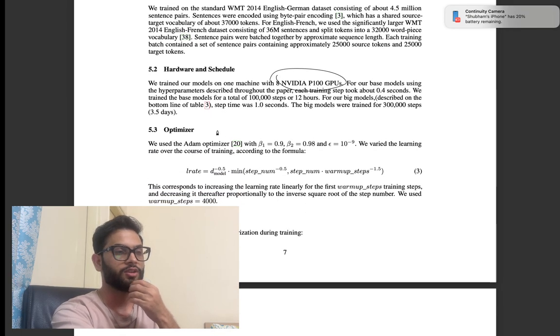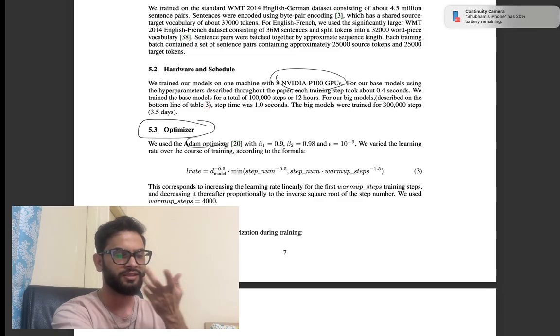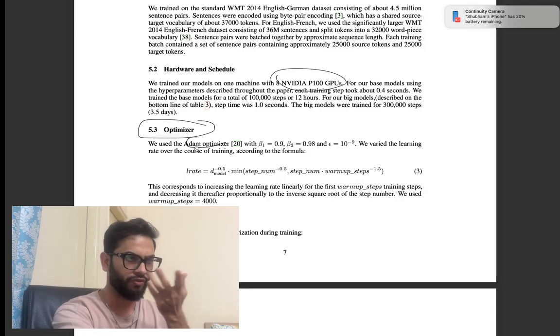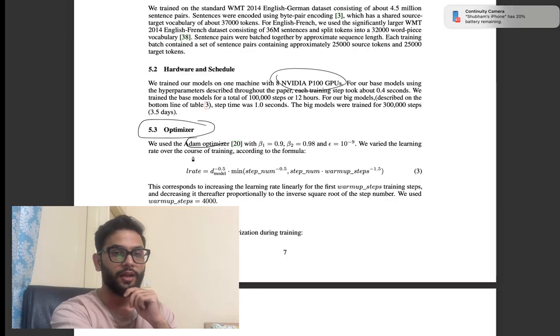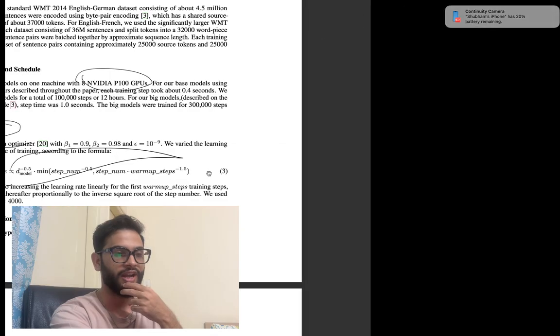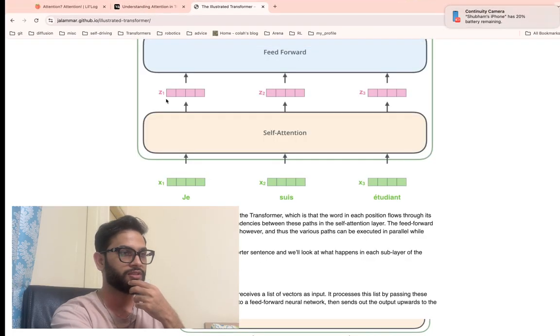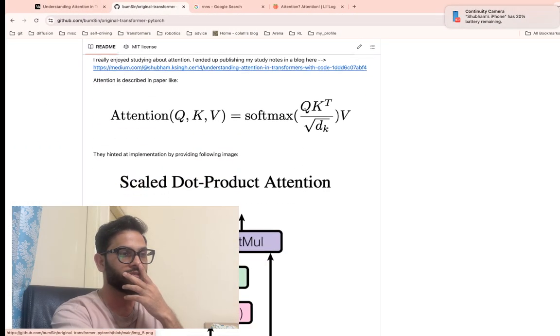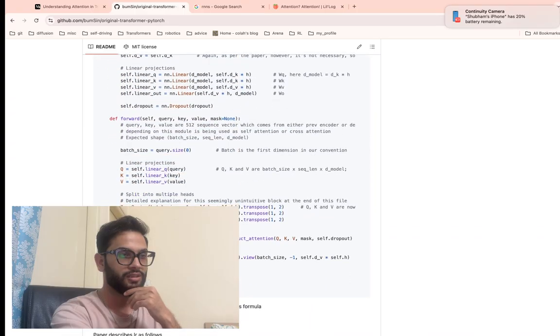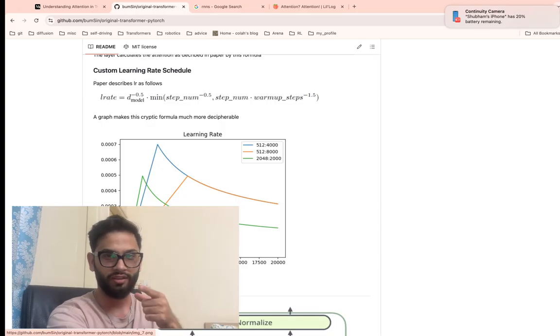Cool. Yeah, this optimizer is something very interesting. So they are using the Adam optimizer, which is again a very obvious choice. But their learning rate is something very complicated. So this formula is very hard to make sense of. So I added a visualization in my repo. Let me see if I can find it. Where is my repository? Yeah. So for this, these are the code. We'll discuss code in the next video.